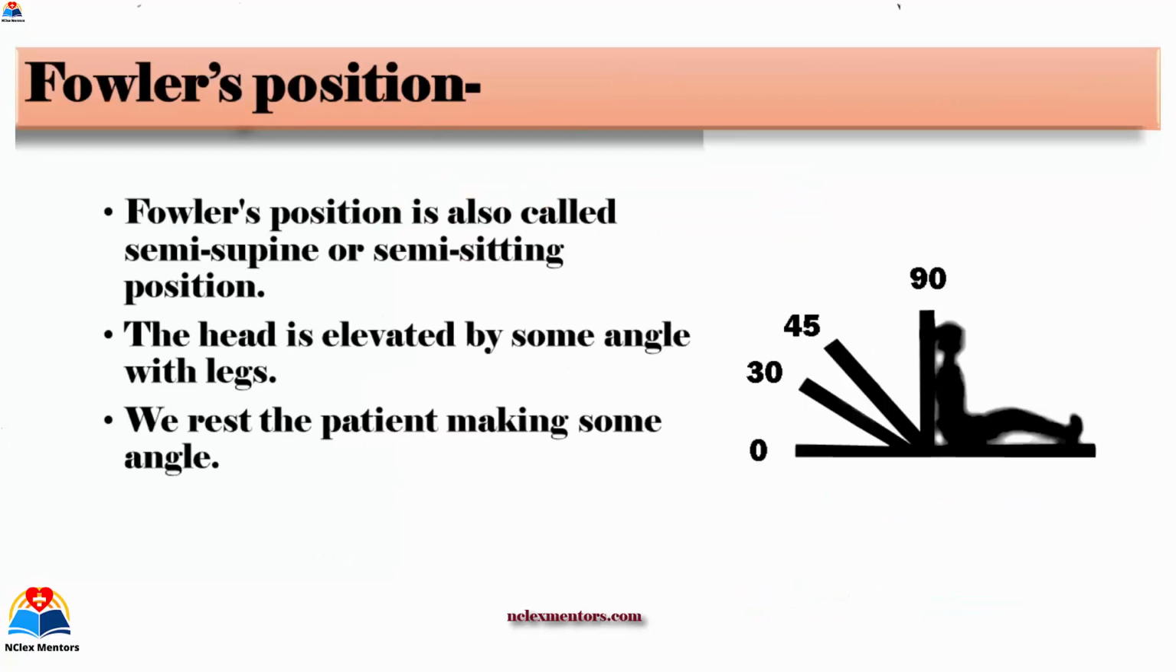Fowler's position. Fowler's position is also called semi-supine or semi-sitting position. In this position, the head is elevated by some angle to the legs. This is not like reverse Trendelenburg's position, which doesn't have any angle of the body with legs. According to the angle made, the Fowler's position can be divided into following types.